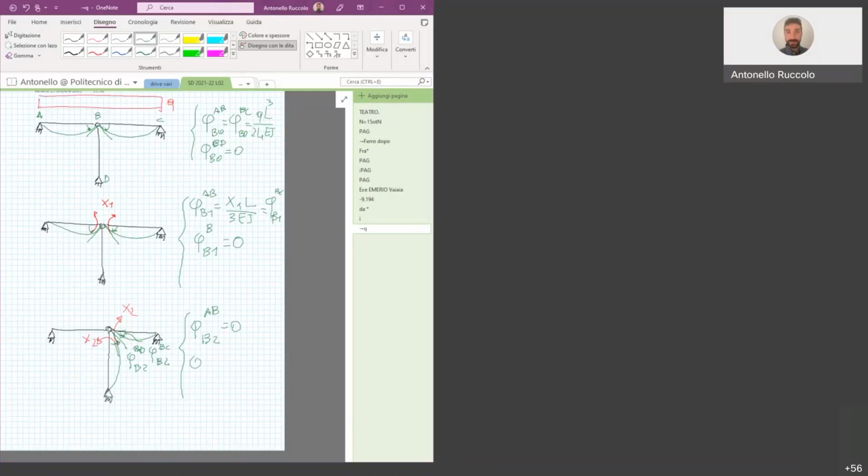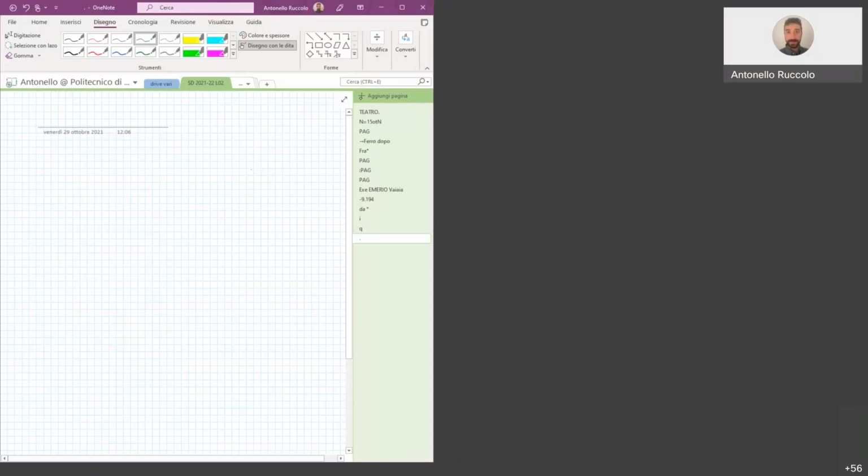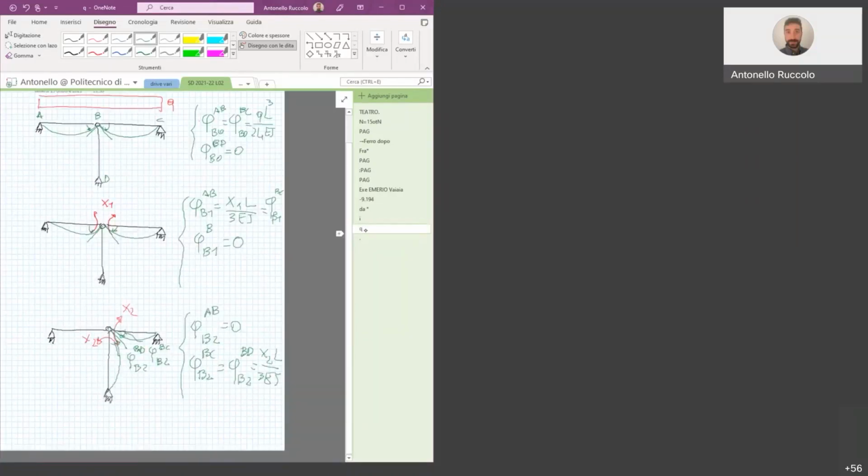Then we have phi B2 in the node BC, which is equal to phi B2 in the node BD, which is equal to, again, x2 L over 3 iota. Okay, because the geometry is the same. So far, so good.